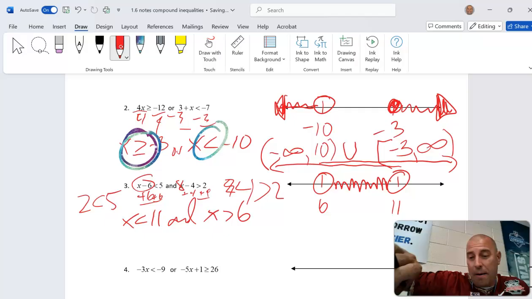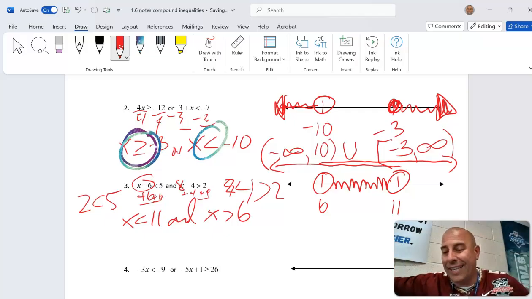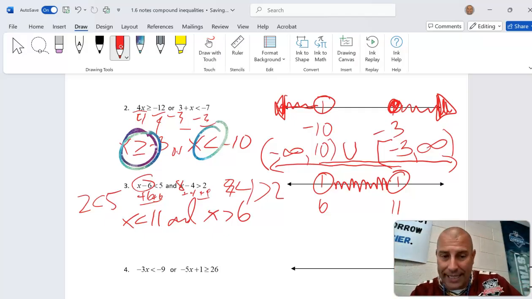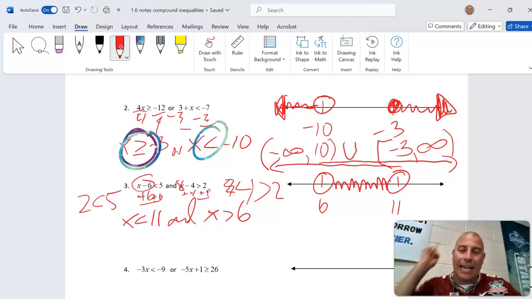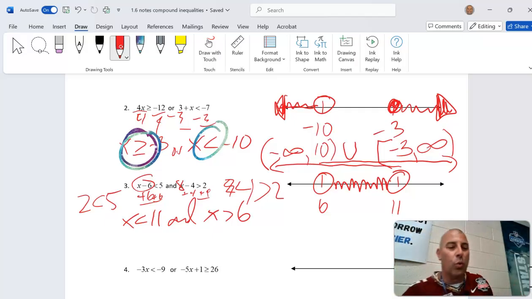If I choose a number to the right of the 11, like 20, what I'm going to find is I'm not going to get a true statement. 20 minus 6, 14. Is 14 less than 5? No. Now, if I put it over here, 20 minus 4, that's 16. 16 greater than 2. Yes, it is. But it's not an or statement. It's an and statement. So they both need to work.